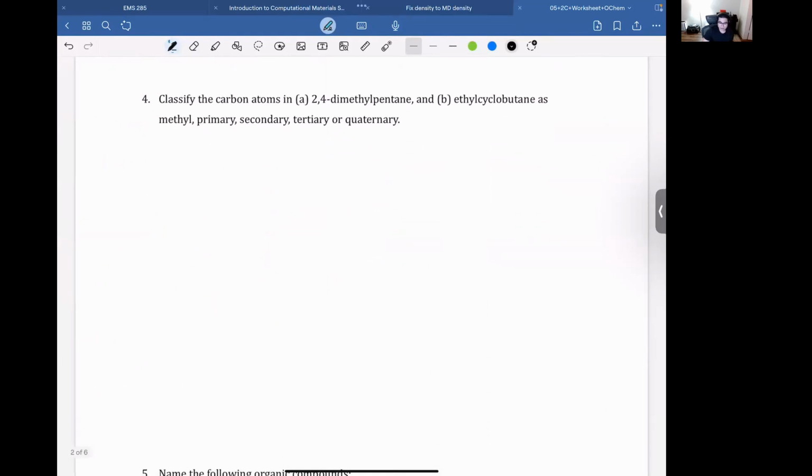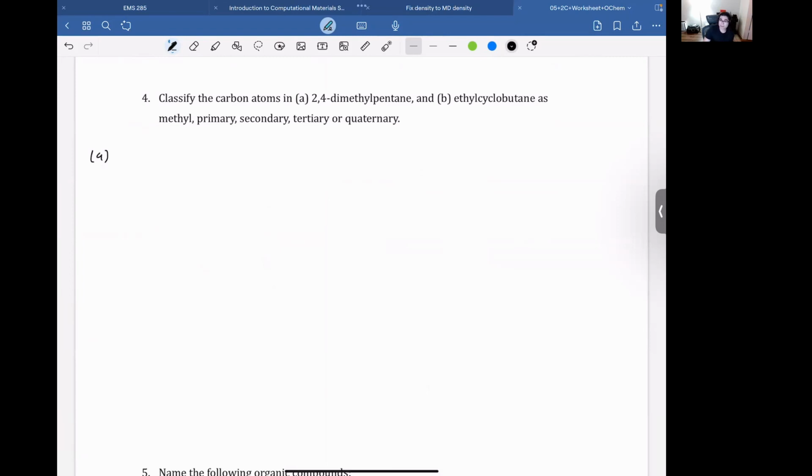4 says classify the carbon atoms in 2,4-dimethylpentane and ethyl cyclobutane as methyl, primary, secondary, tertiary, or quaternary. All right, so the first thing you want to do is draw these out. So for A, you have 2,4-dimethylpentane.